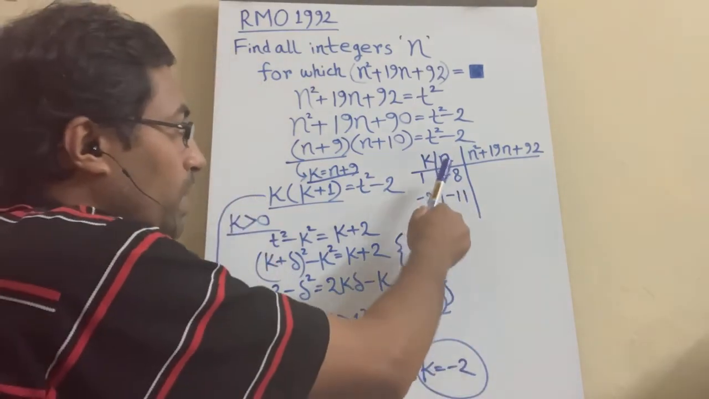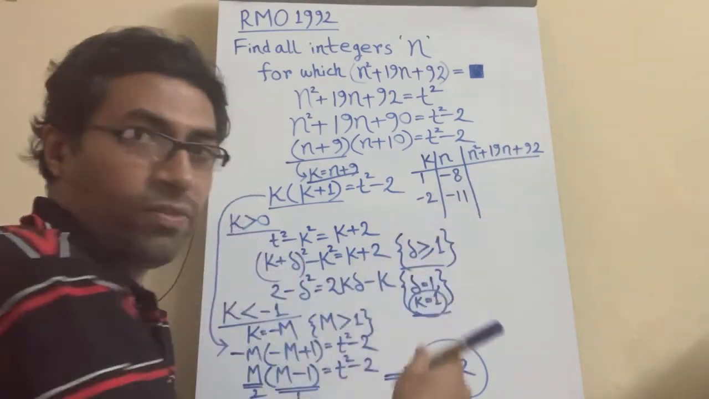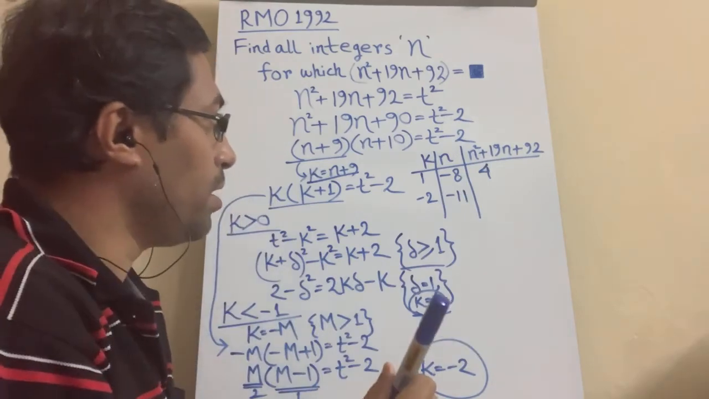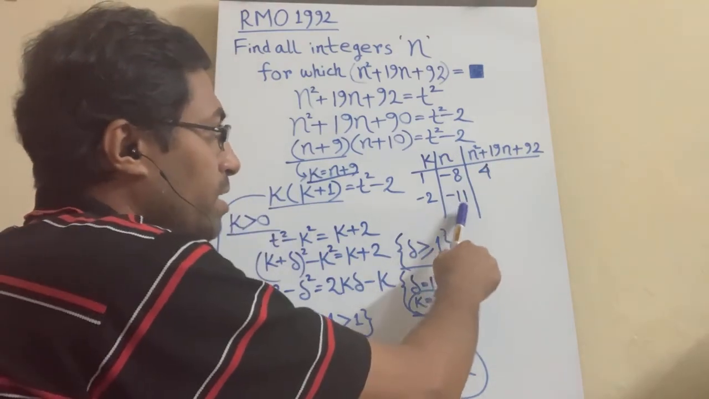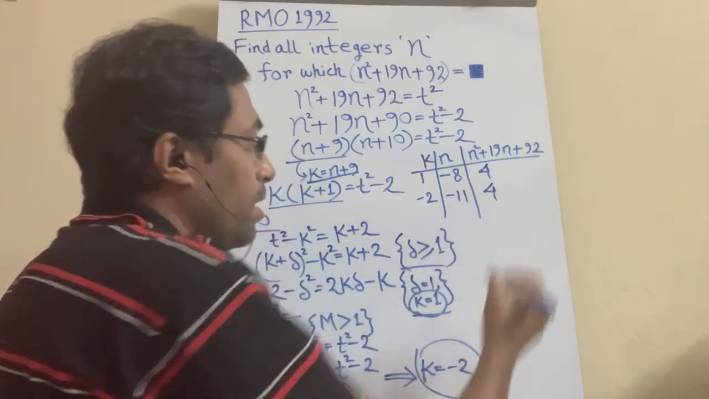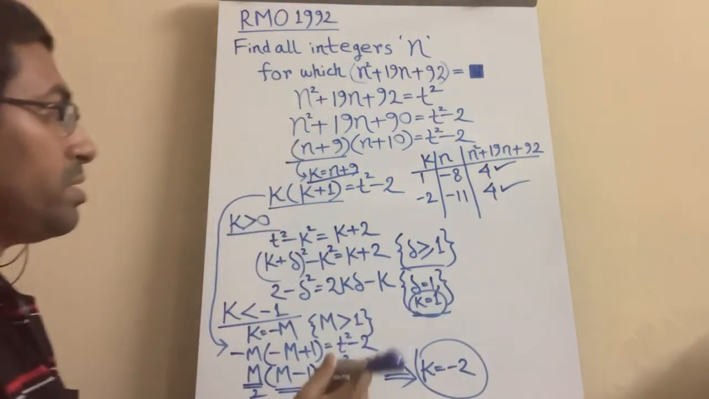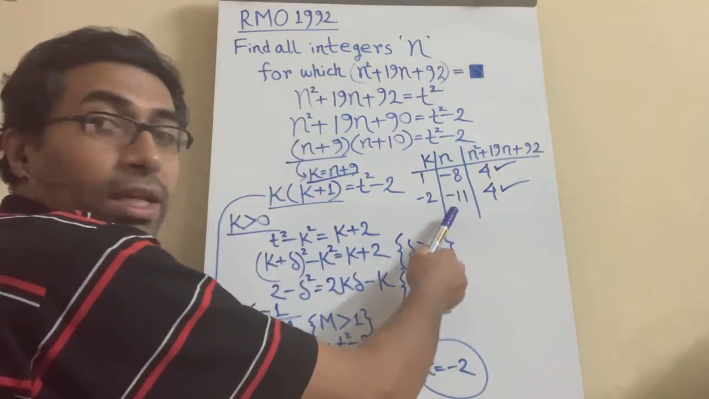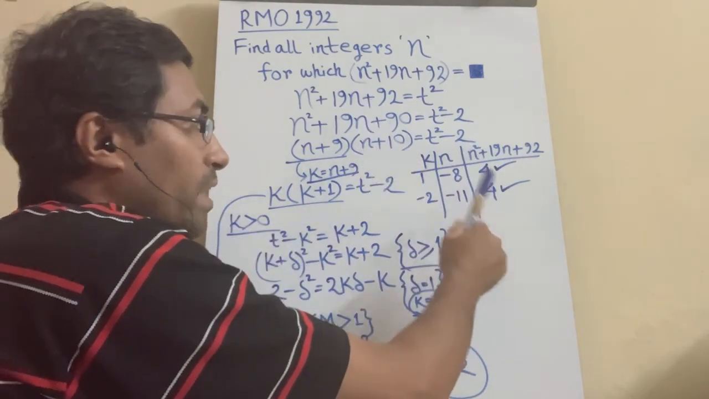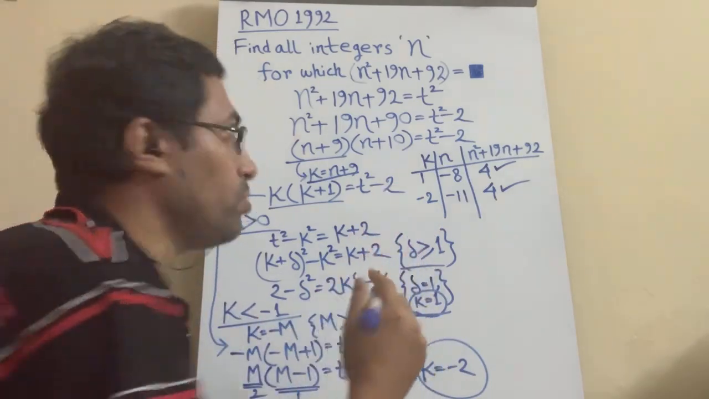Now if you plug in the value of n equal to minus 8 in the given expression, and if you just calculate a bit, it becomes 4. If you plug in the value of n as minus 11 in the given expression, you get the value of 4 again. And what is 4? 4 is a perfect square. That means for n equal to minus 8 and for n equal to minus 11, the given expression in the question indeed produces a perfect square. And these are the only two solutions.